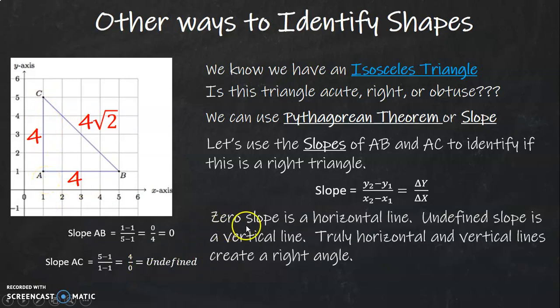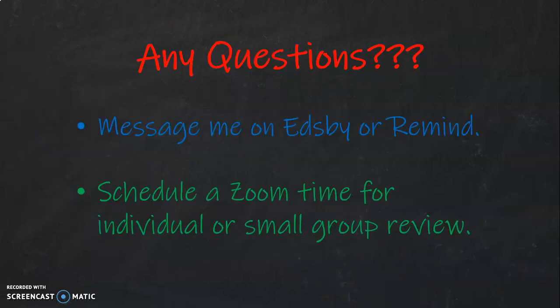So I look here and I say, okay, 0 slope is a horizontal line, undefined slope is a vertical line. Truly horizontal and vertical lines create that right angle. They're perpendicular. They create that right angle. So now I have a right angle and a right triangle, which I already knew because we did Pythagorean theorem, but this shows you that you can do it either way.